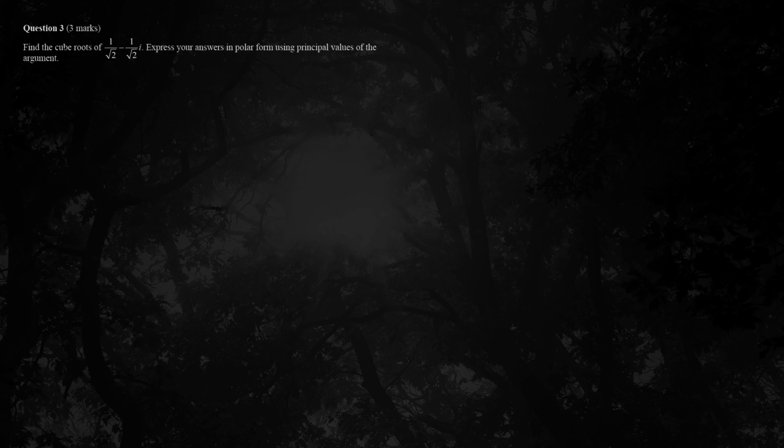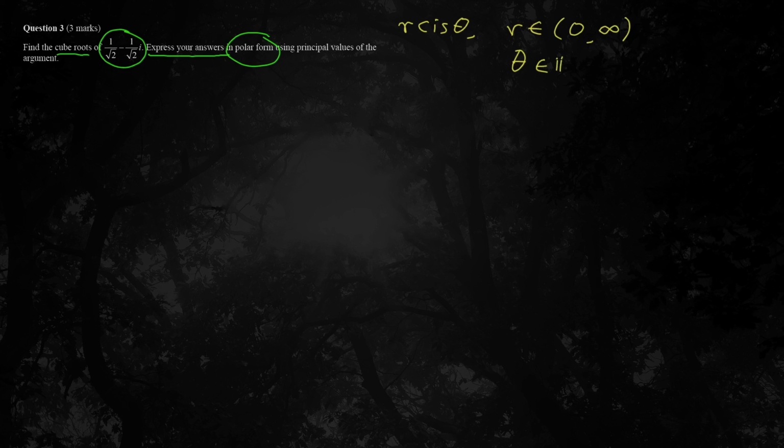Socratic math tutor here. We're going to find the cube roots of this complex number, and the task says that we should express our answers in polar form. What that basically means is that our answer should be in the form r cis theta, where r is the distance to the origin, so it should be a positive real number, and theta is the angle from the x-axis going anti-clockwise. And so obviously theta has to be a real number. Angles are always real numbers.